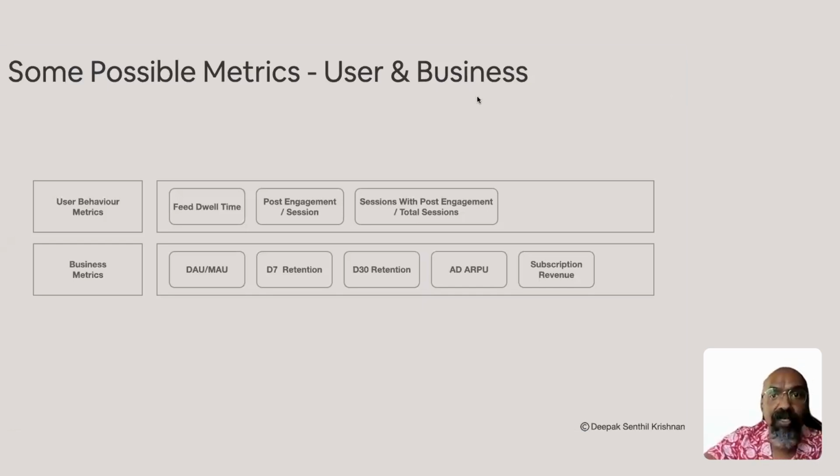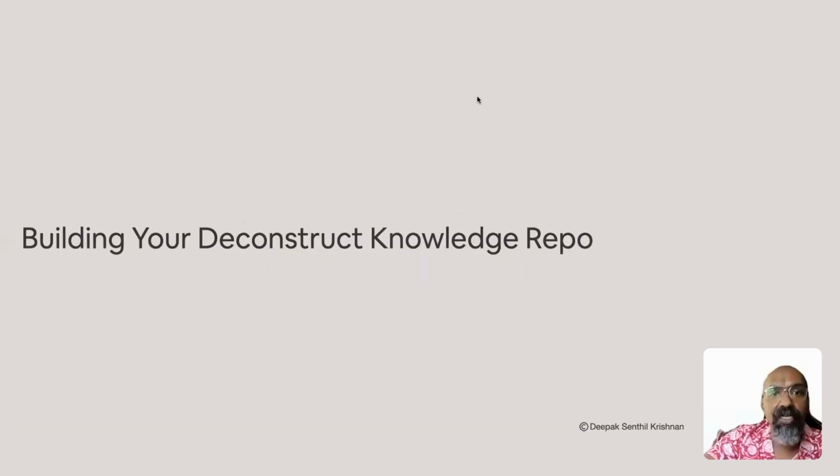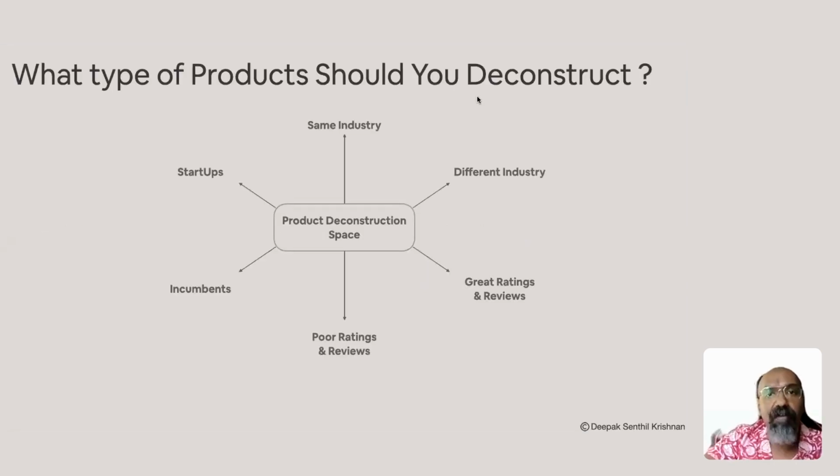Lastly, I'm going to wrap it up with a couple of methods in terms of how you can build what I call a deconstruction knowledge repository, right? First and foremost, it becomes important to know what kind of products you deconstruct. Like I said earlier on, deconstruct products not just in the same industry, but also in different industries. Deconstruct both products with great ratings and reviews as well as terrible ratings and reviews. You cannot appreciate good if you don't know what is really, really bad, right?